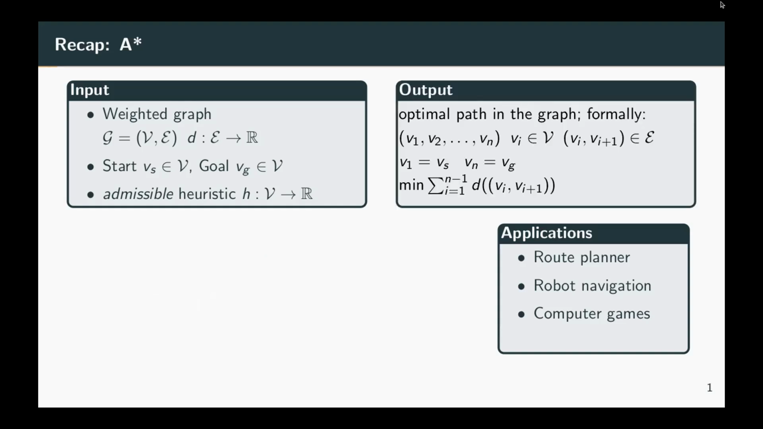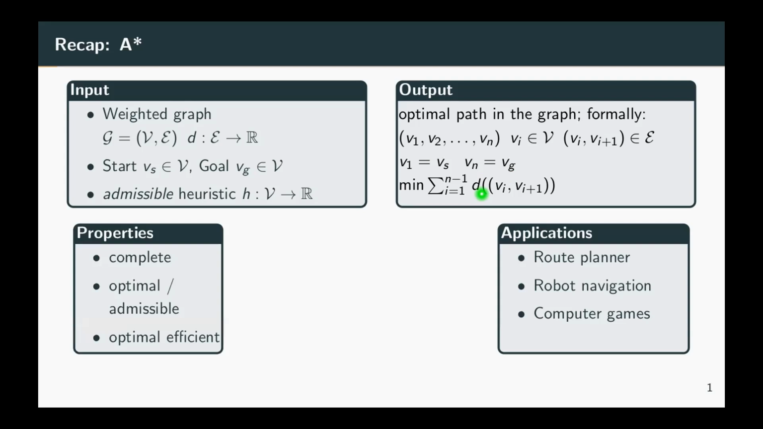And the output of A* is an optimal path in the graph, which means it's a sequence of vertices that you traverse in the graph, where each of the sequences also maps to an edge. That is what this statement here says. Where the first item in the sequence is our start vertex. The last item in our sequence is the goal vertex. And optimal is with respect to the cost, and the cost is just defined as the sum of the weights along the path in the graph.